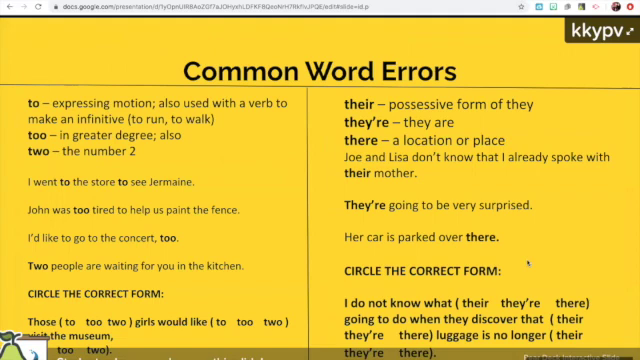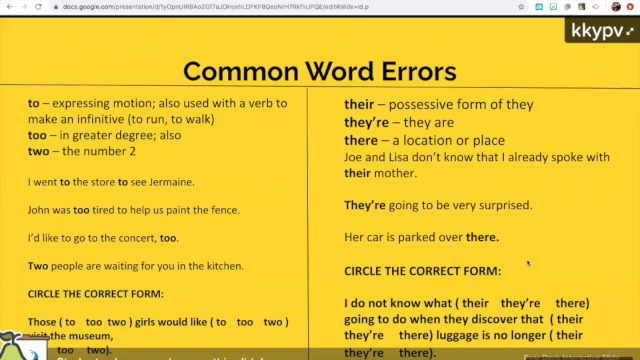TOO is in greater degree or also. So I want to go too, or I like pizza too, or that's too much money. Okay. And then the third one is TWO, the number 2. I have two pens on my desk. Okay. I have two earrings in my ears.